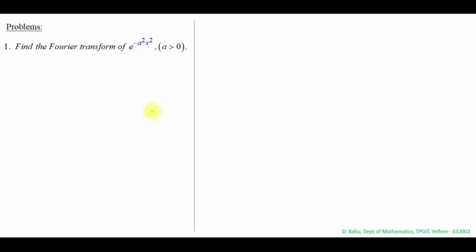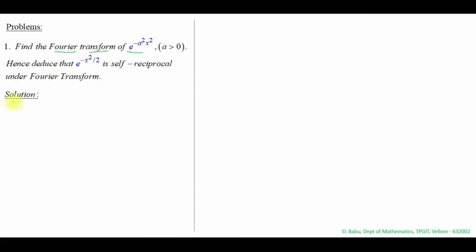First problem, find the Fourier transform of e power minus a square x square, where a is positive. Hence, deduce that e power minus x square by 2 is self-reciprocal under Fourier transform. So first we need to find the Fourier transform of e power minus a square x square, and using that result we have to deduce e power minus x square by 2 is self-reciprocal under Fourier transform.